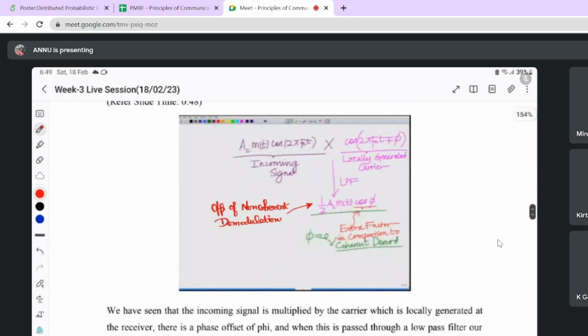Here the incoming signal, which is a modulated DSB-SC signal, is A_c m(t) cos 2 pi f_c t, multiplied by cos(2 pi f_c t plus phi), the locally generated carrier. After passing through a low pass filter we will get 1/2 A_c m(t) cos phi. Along with this we get the cos phi, so the extra factor is there in comparison to coherent demodulation.